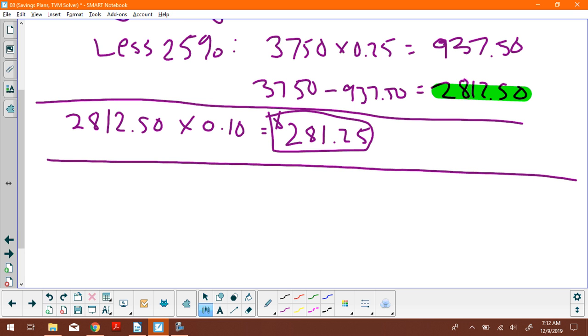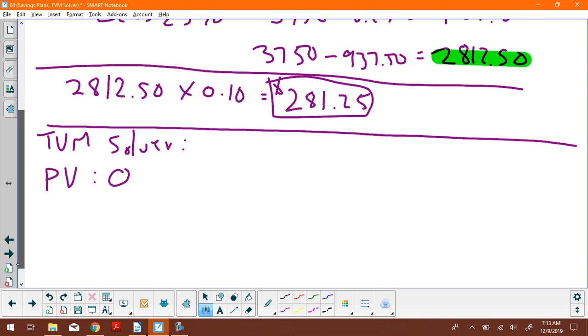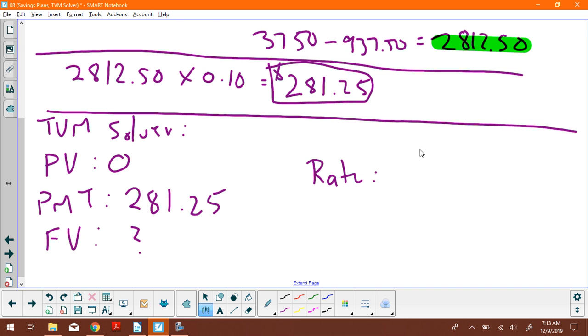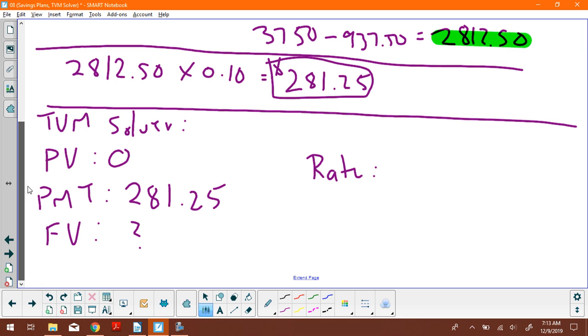Okay, so to finish this off, we'll just use the TVM solver to figure out what it's going to be. So TVM solver. Okay, so our present value is going to be 0. There's nothing in there. Okay, PMT is going to be 281.25. Okay, future value, that's what we're looking for, how much the investment is. Okay, the rate is 5.5%, and we are compounding monthly.